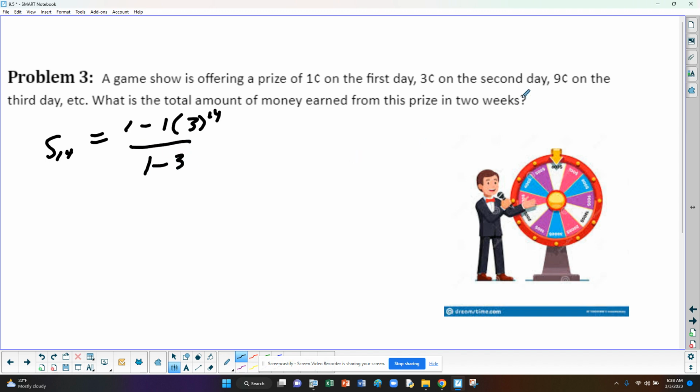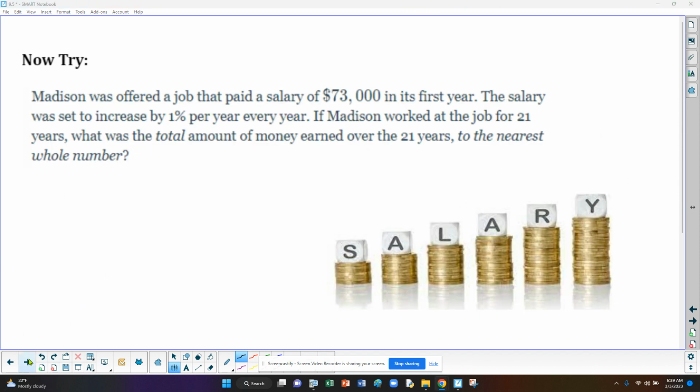So we'll put that into our calculator. And we get 2,391,484, which seems like a lot, but remember this is in cents, so to change it to dollars, you'd move it over 2, and you'd get about $23,000, which still adds up pretty dang quickly. So you'd have $23,000 after 2 weeks. Here's a now try problem in context as well.